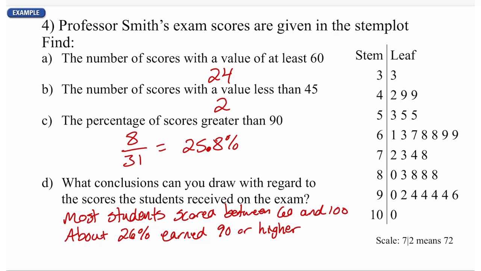Now, you could say an A, but the truth is we don't know about Professor Smith whether or not an A is a 90 at his school. I've worked at a school where 92% was considered an A, and then 91 was a B+. You could also calculate the number that scored below a 60. So you could talk about those percentages that scored below 60. So there's a few different conclusions that you can make here.